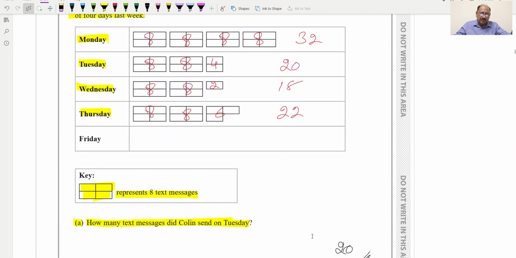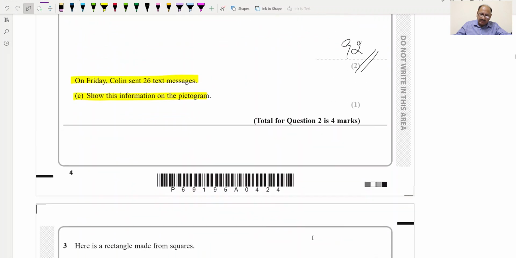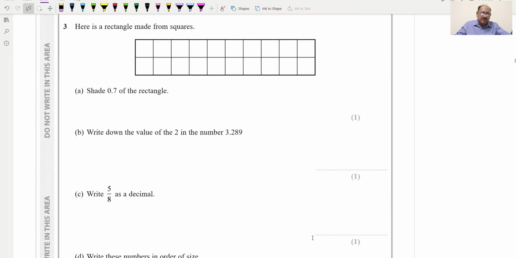We have to draw on the pictogram, and that is 26 we have to show. So 1 symbol is representing 8, so we can draw 8, and one more for 8, and one more, this will also be for 8. So these are 24, and 2 more, so 1 half symbol, so it will be 26, which is done. So next is question number 3, and question number 3 says here is a rectangle made from squares.